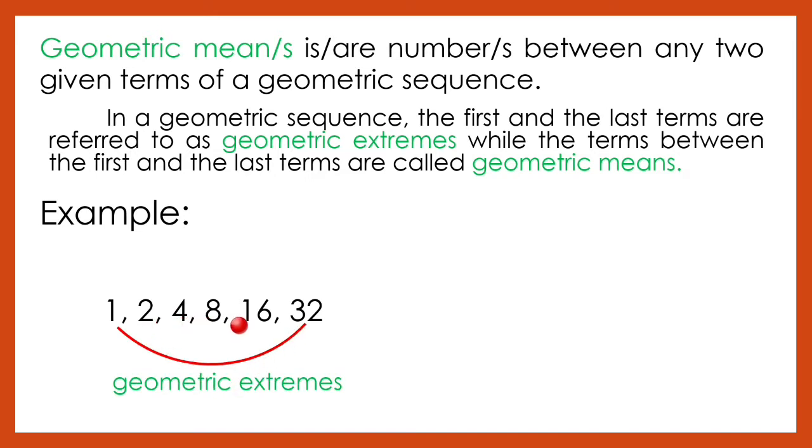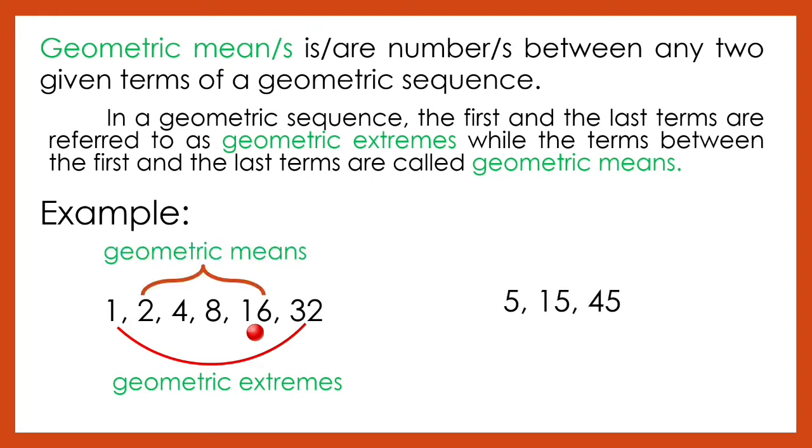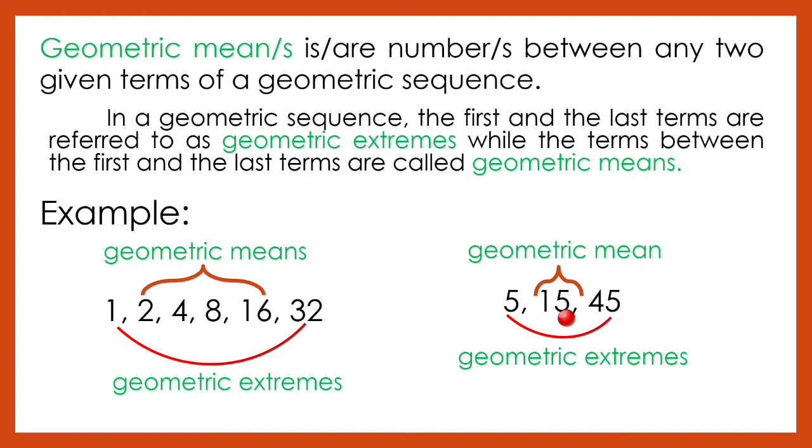Ang 2, 4, 8, 16 ay mga terms na nasa pagitan ng first and last terms. They are called geometric means. Let's have another example. 5, 15, and 45. Meron tayong 3 terms. Ang first term natin is 5. Ang last term natin is 45. They are called geometric extremes. Yung 15 na nasa middle term or nasa pagitan nila, ito ay tinatawag nating geometric mean.